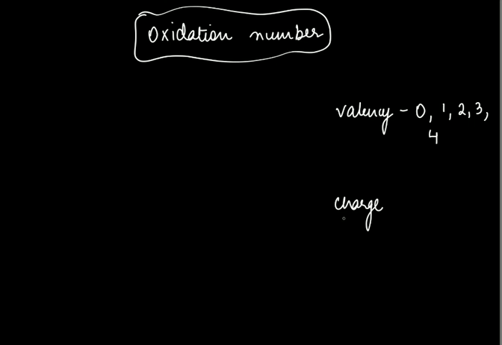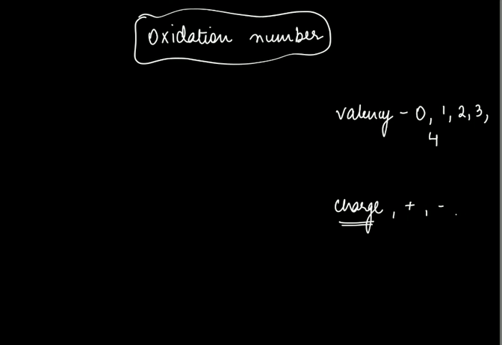Now, charge is a very easy term we introduced in the earlier classes. Charge can be plus or it can be minus, right? Or it can be zero. But what is oxidation number? It's not valency. We never say that it is the same as valency. And then oxidation number, if we want to define it.